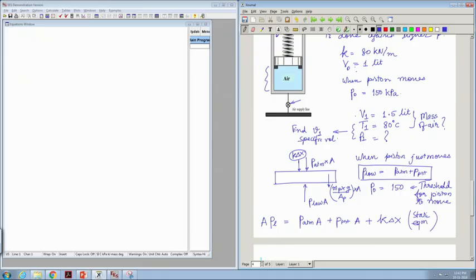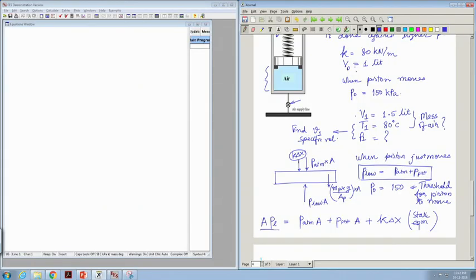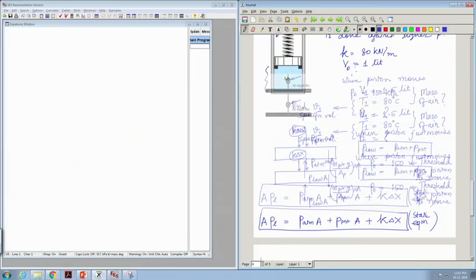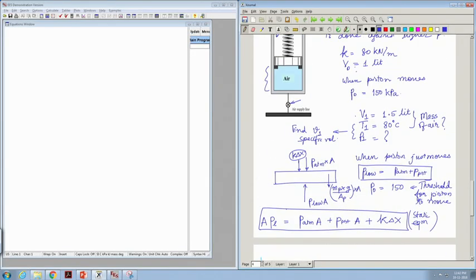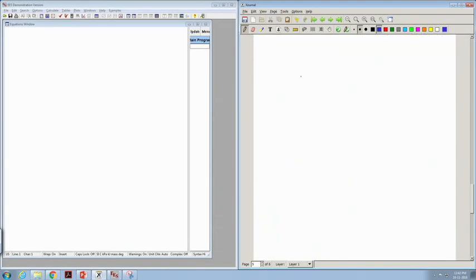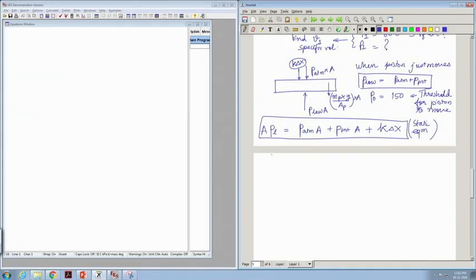Actually, during this process, we assume that the process is going on in a quasi-equilibrium manner, and thus we can write down the static equation. Because the process is in static equilibrium, there is no acceleration of the piston. So, let us rearrange this. P lower is equal to P atmosphere plus P piston plus K delta x by A.